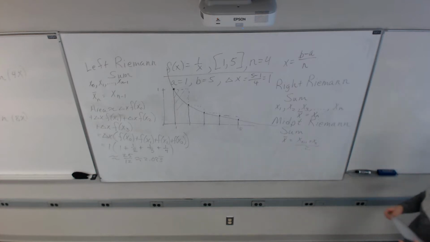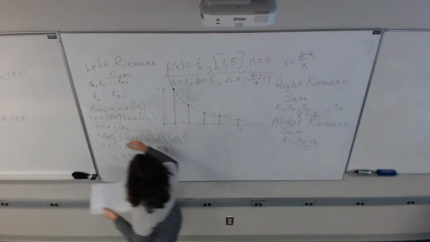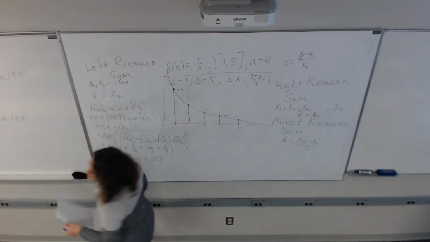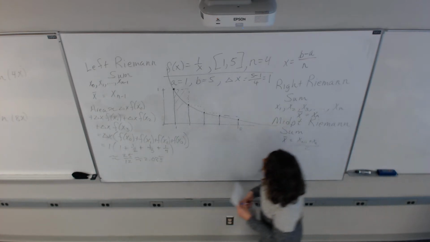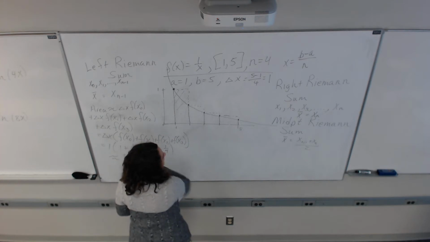For the x bar that you wrote under the left Riemann sum, is it supposed to have that little n in the bottom? Oh, that, no, sorry, my bad. I was thinking of the other. Good catch. Okay, let's do the right Riemann sum.